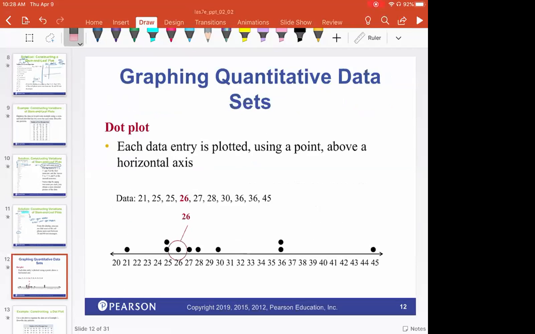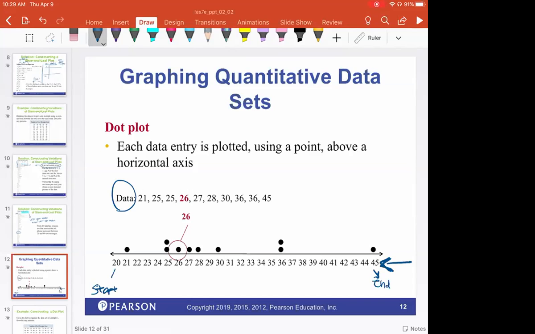So here we have this data of 21, 25, 25, 26, 27, 28, 30, 36, 36, and 45. Now look at your row on the bottom. We have numbers that contain all of the range within our data. It includes our lowest to our highest, right? They're starting with 20 and they're ending with 45. And that works perfectly because all of our numbers are found within 20 and 45.